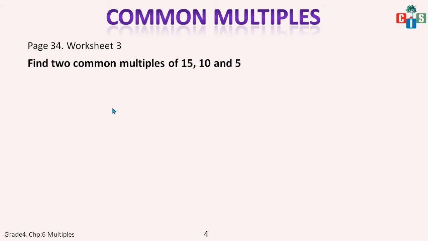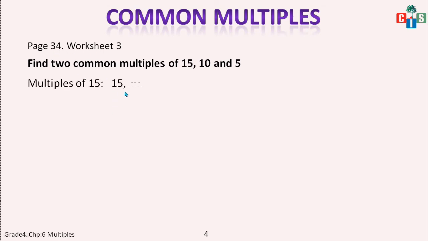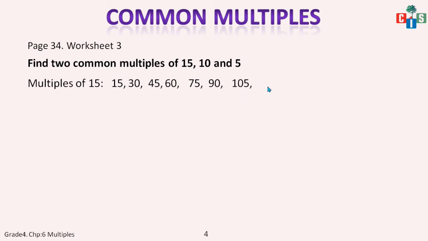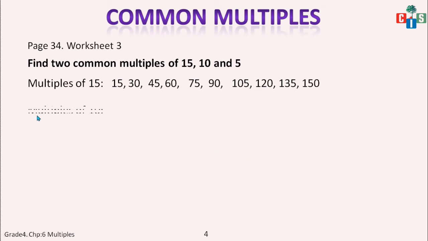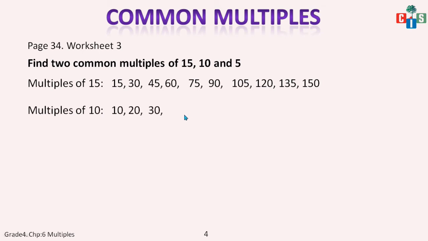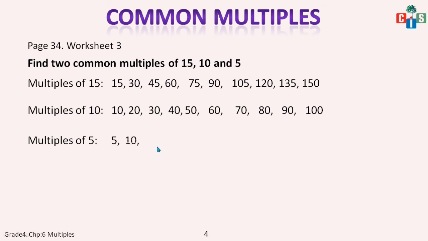Fine. So let's start with the table of 15. 15 ones are 15, 2s are 30, 3s are 45, 4s are 60, 5s are 75, 6s are 90, 7s are 105, 8s are 120, 9s are 135 and 10s are 150. Now the table of 10: 10, 20, 30, 40, 50, 60, 70, 80, 90 and 100. Now multiples of 5. Write the table of 5: 5, 10, 15, 20, 25, 30, 35, 40, 45, 50, so till 10.